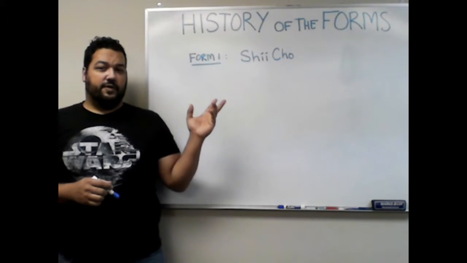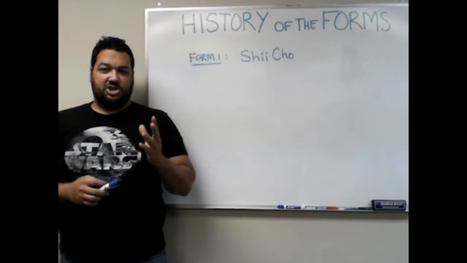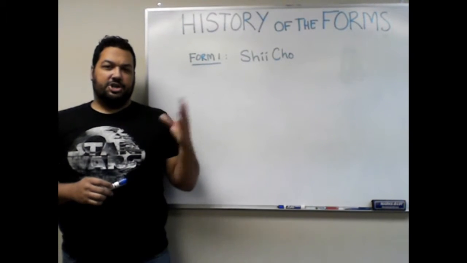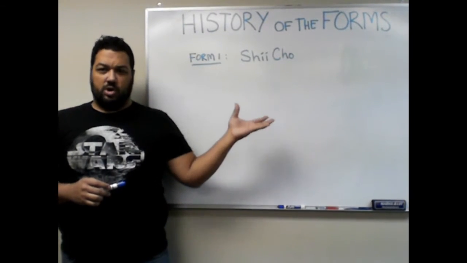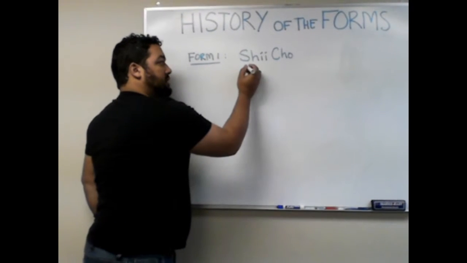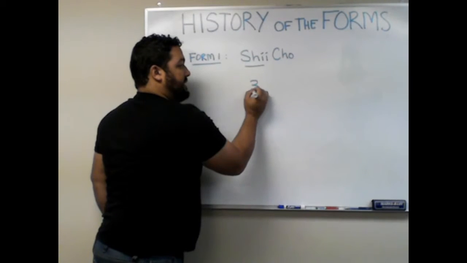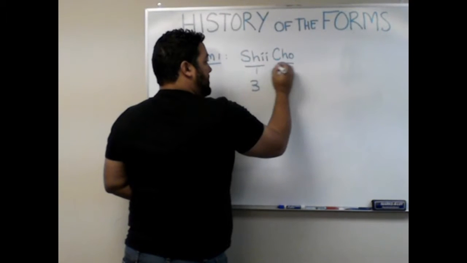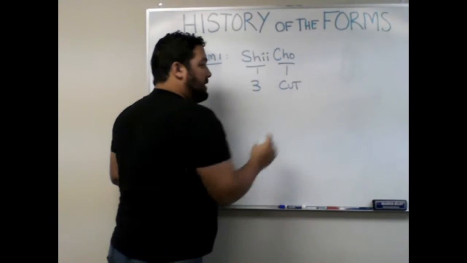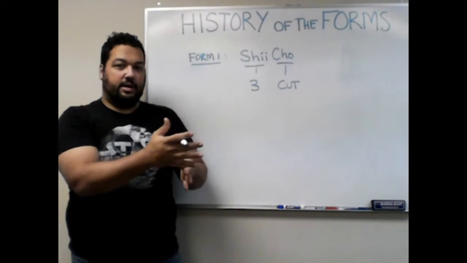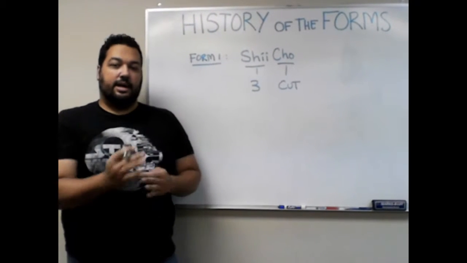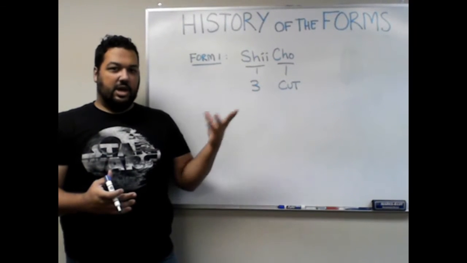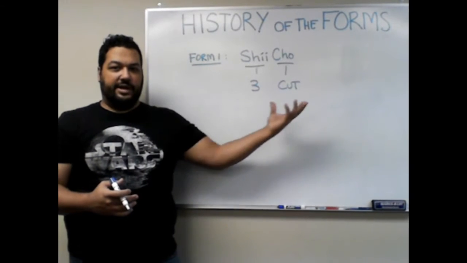Okay, so we're going to start off with the first form, Shii Cho. Some people pronounce it with a double I, but we just pronounce it Shii Cho. Shii Cho is made up of two words: Shii, which means three, literally just the number 3, and Cho, which is cut or strike, attack, basically a cutting attack. So when we say Shii Cho, we're literally saying 3 cuts, the 3-cut form.